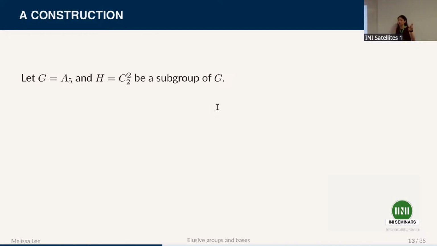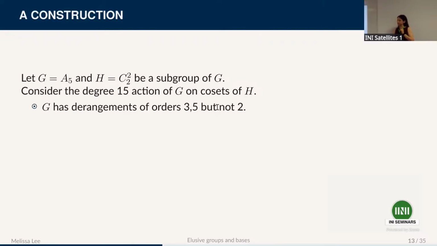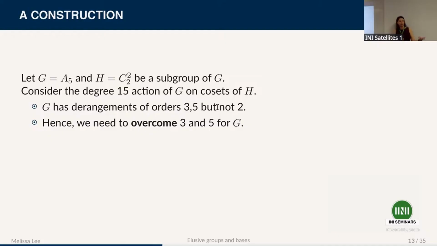Now, if you think about G acting on the cosets of H, this action has degree 15. So there are 15 cosets that we're permuting around. If you investigate this action, you'll see that G has derangements of order 3 and 5, which doesn't look so great in terms of trying to construct an elusive group, but it has no derangements of order 2. So if we're hoping to construct an elusive group from this coset action, we would need to overcome 3 and 5 for G. Somehow we're going to have to make an extension that gets rid of all the derangements of orders 3 and 5.